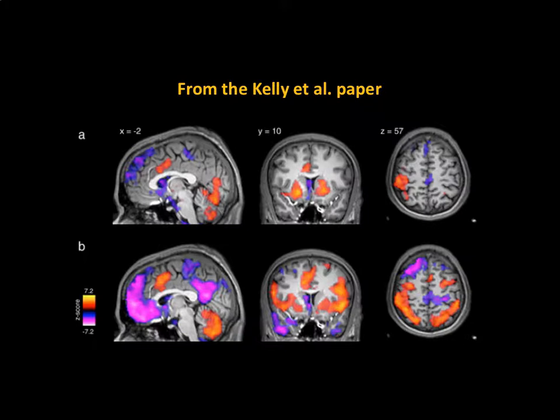Now, in the paper, they claim that incongruent is greater than congruent in this area. But just based on these maps alone, you can't necessarily say that. I'll show you why. We need to do an ROI analysis, or at least do some kind of contrast between the two to make that determination. I'll get to double dissociations in a little bit.